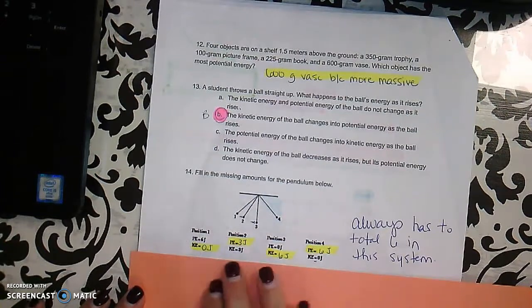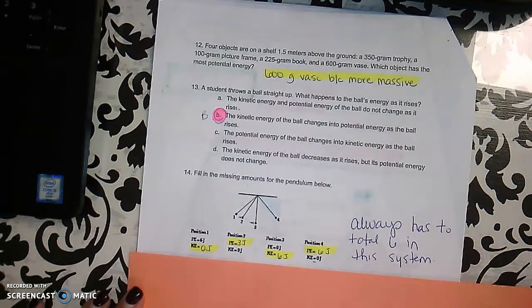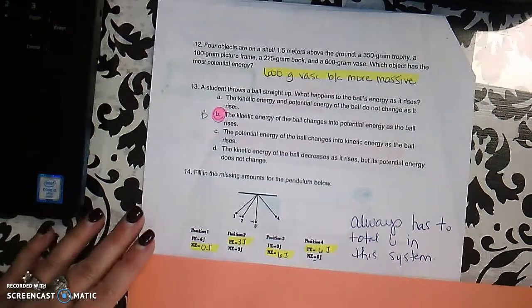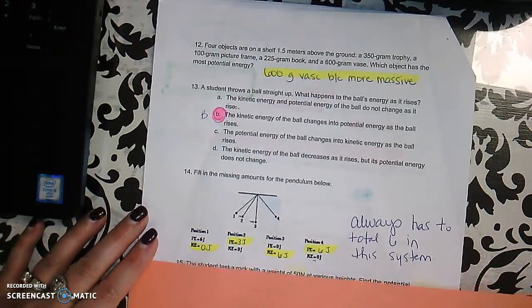And we want to note that for this example, it always has to total 6 in this system or this example. We've done others that have maybe 100 or different amounts.